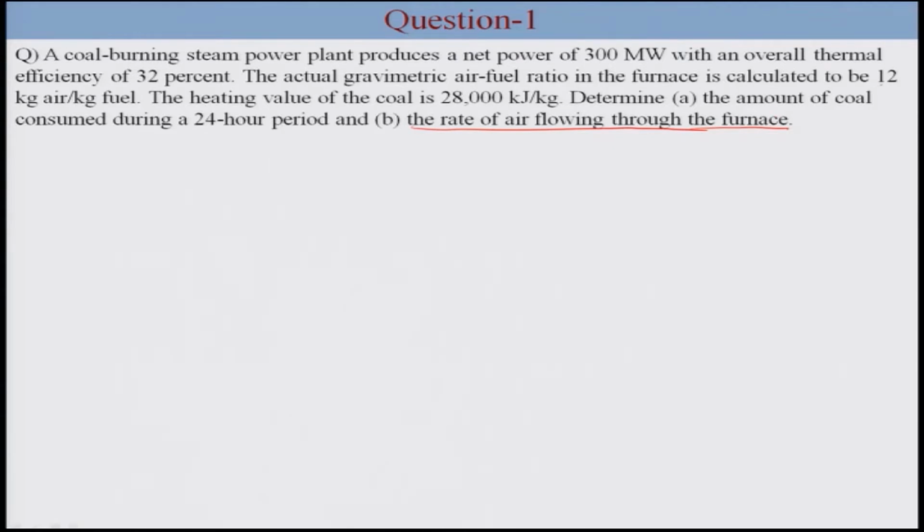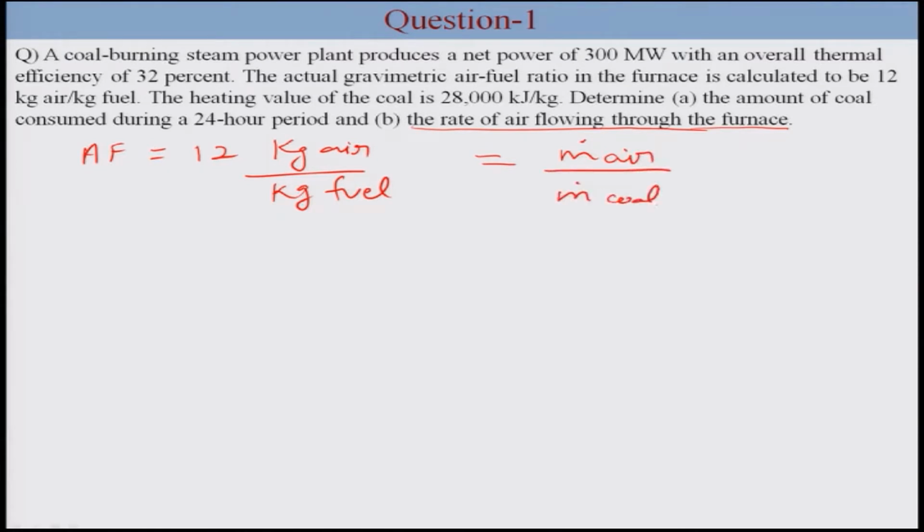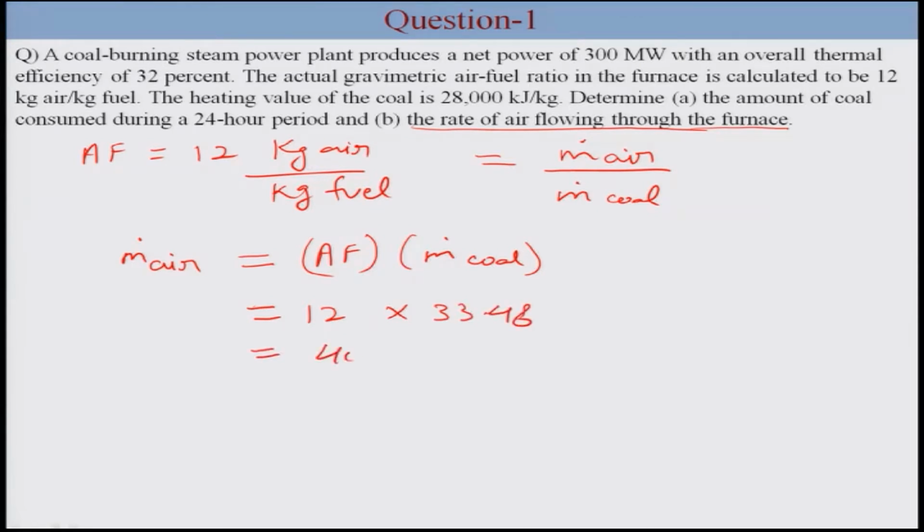In the second part we need to calculate the rate of air flowing through the furnace. As we know, the air fuel ratio is 12 kg air per kg of fuel, as given in the question. So this air fuel ratio is equal to the mass flow rate of air divided by the mass flow rate of coal. From this we can calculate the mass flow rate of air, or the rate of air flowing through the furnace. So m dot air is equal to air fuel ratio multiplied by m dot coal, which we have already calculated in the previous part. So this is equal to 12 multiplied by 33.48, which is equal to 401.8 kg per second.